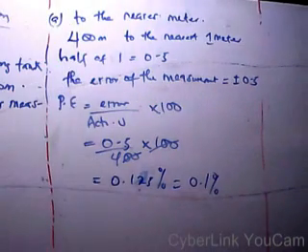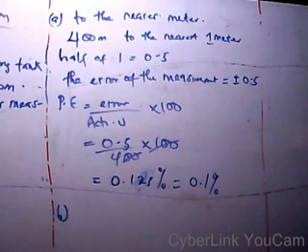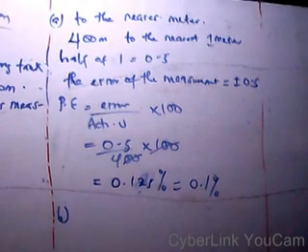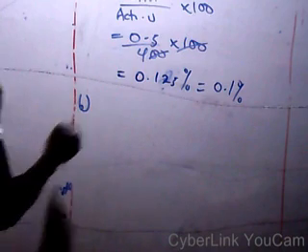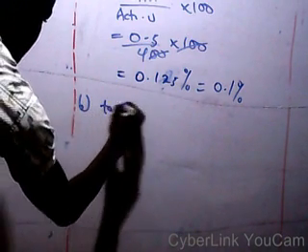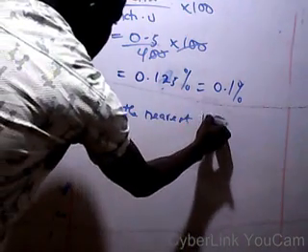0.1%. So the next one, we set to the nearest 10 meter. That's the next one. Now the half of 10 is what? Is 5. I am very sure that you should be able to do that one with the one we have been doing. So to the nearest 10 meter now.